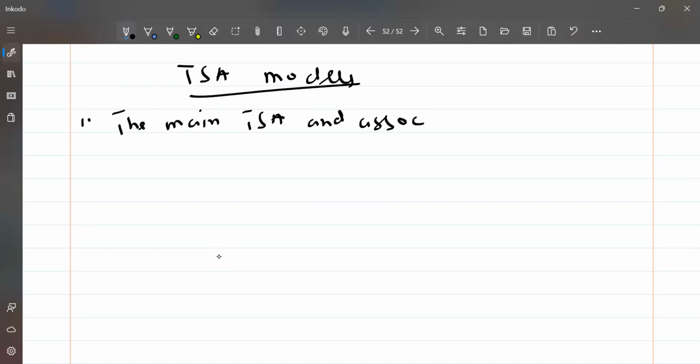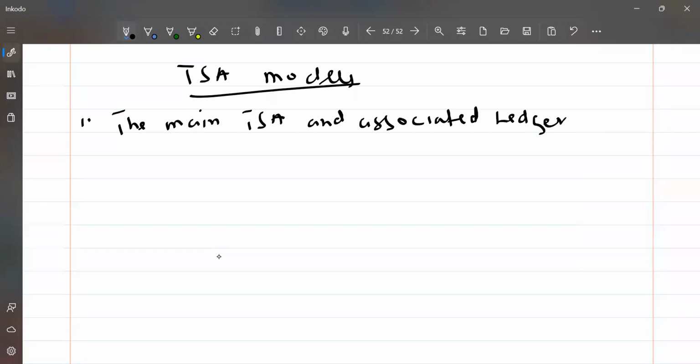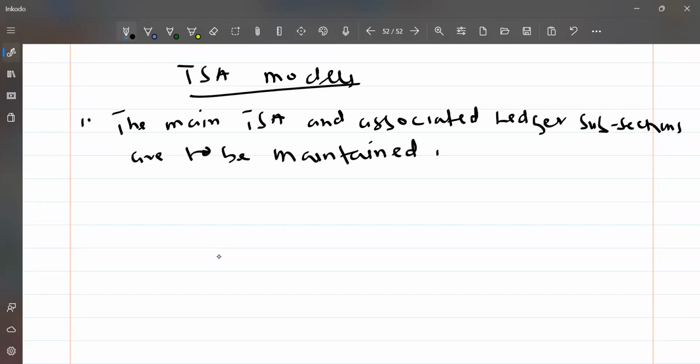Let me write, then we explain. Associated ledger subsection. Accounts are to be maintained in a single banking institution.